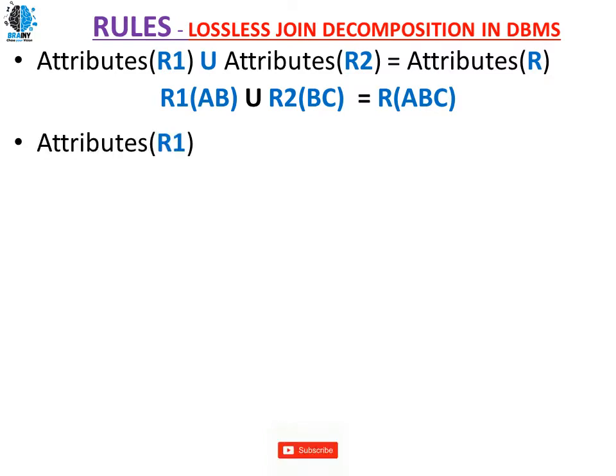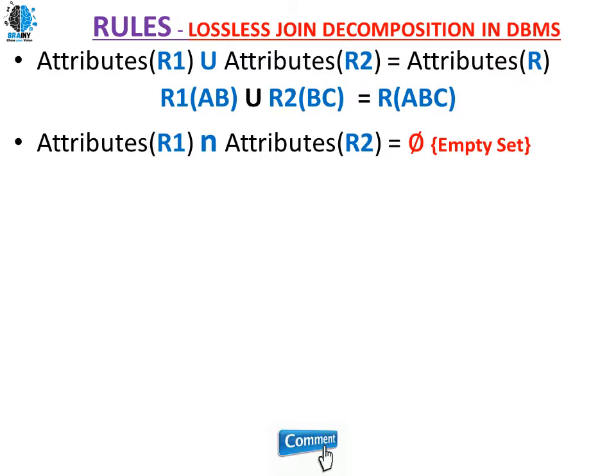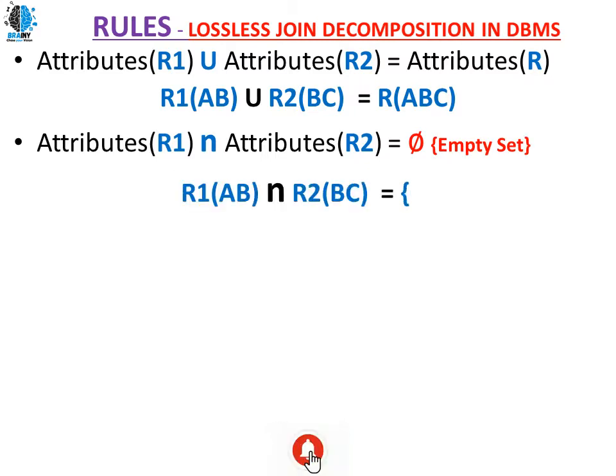Rule 2 is that if I take the intersection of the attributes of relation 1 and relation 2, it should not be an empty set. Let's see this with an example. If I have the R1 relation with attributes AB and the R2 relation with attributes BC, the common attribute in these two relations is attribute B. So attribute B I will get as the intersection. If I take the intersection, it is not an empty set. So these are the two rules.